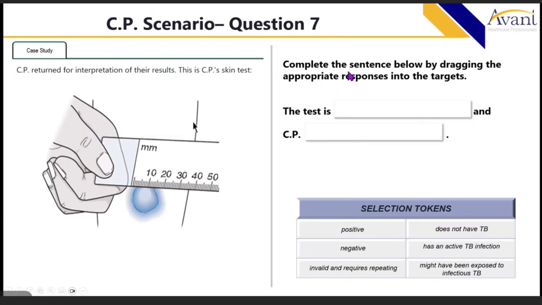All right, so complete the sentence by dragging the appropriate responses to the targets. The test is blank and CP blank, right? So section 1, the test is positive, negative, or invalid. And then option 2, blank 2: does not have TB, has an active TB infection, might have been exposed to infectious TB. Which of these do we want to choose? Let's get your answers posted.